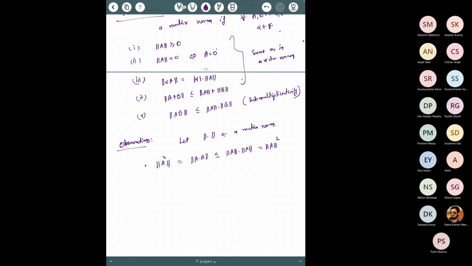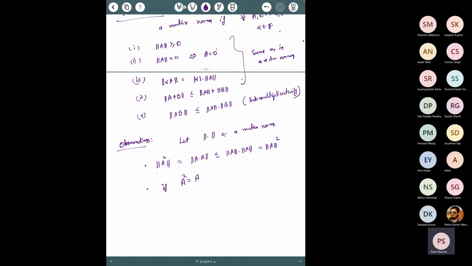In fact, this is true for any matrix norm. In order to prove that a function is not a matrix norm, if you can check that this property is not satisfied, then you can immediately conclude that the function is not a matrix norm. These are necessary properties. So if you want to say something is not a matrix norm, then you can use this property.